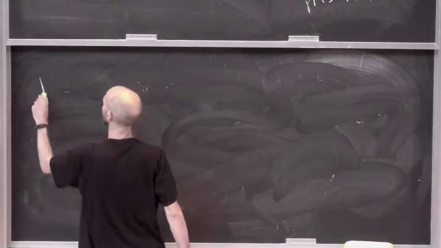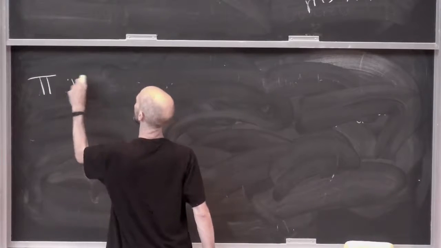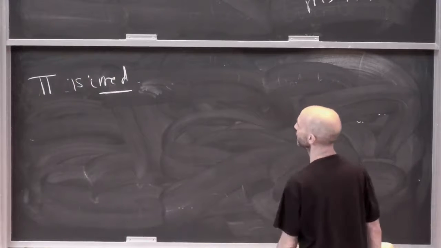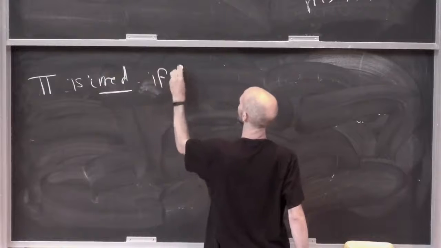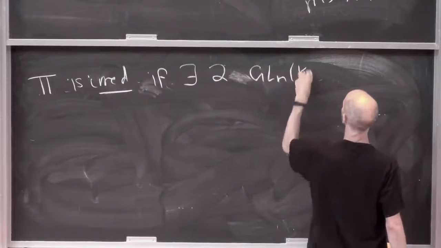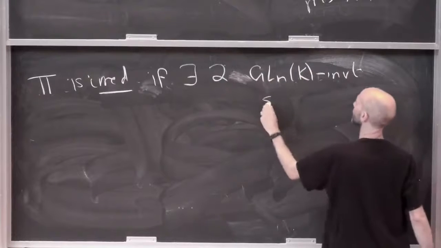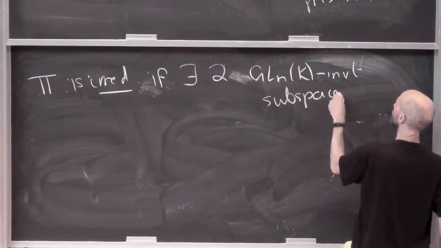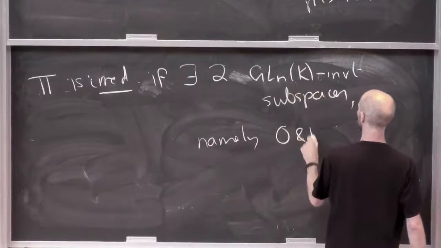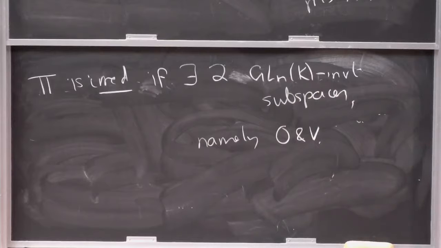So maybe I should say that pi is irreducible if exactly the thing you think is true is true. If there are exactly two GLN of K invariant subspaces, namely 0 and V. So there's no issue about them having to be closed subspaces or anything. So it's a very algebraic definition.